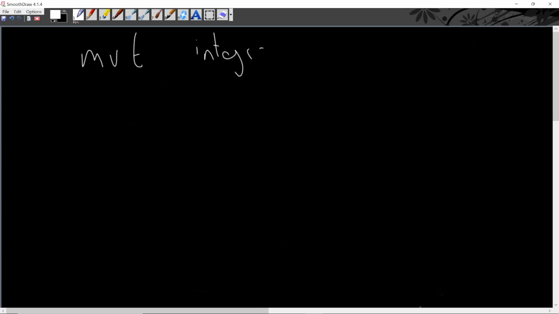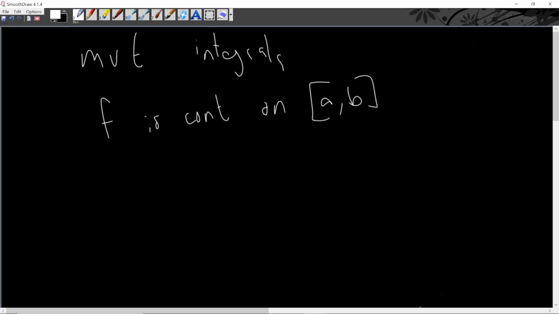It is as follows. If f is continuous on [a, b], then there exists a c in [a, b] such that, I'm just using shorthand, it doesn't matter too much the actual notation as long as you see this.